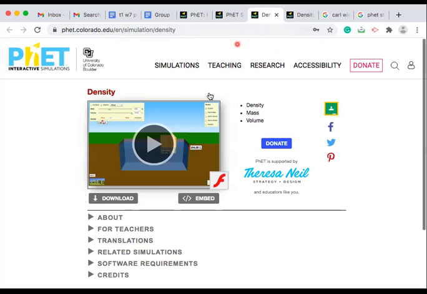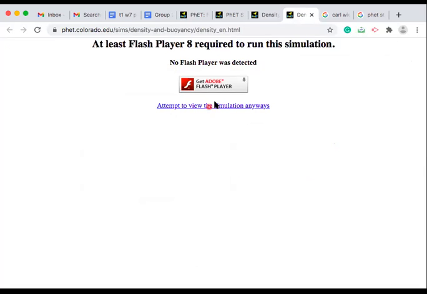Once you click on the simulation, you will find they have two versions, one with a Flash player and one with HTML, so you can play it on the browser itself, or you can download it if you have a Flash player and play it on your PC or laptop. Once you click on the simulation, it will open up a new page, which is this page. You will attempt to view the simulation anyway, then you will click to enable Adobe Flash Player. You will have a pop-up window asking you to allow Flash Player to act on the browser. After allowing the Flash Player, the simulation will load. I will wait till it loads.